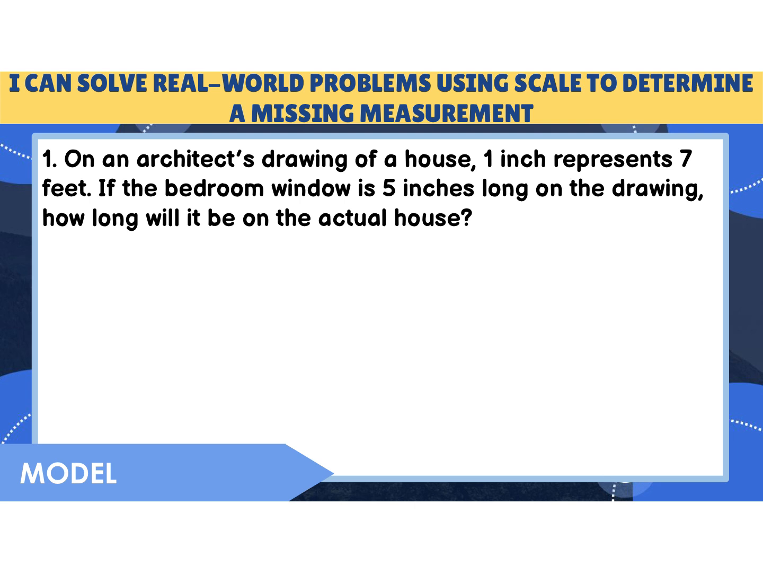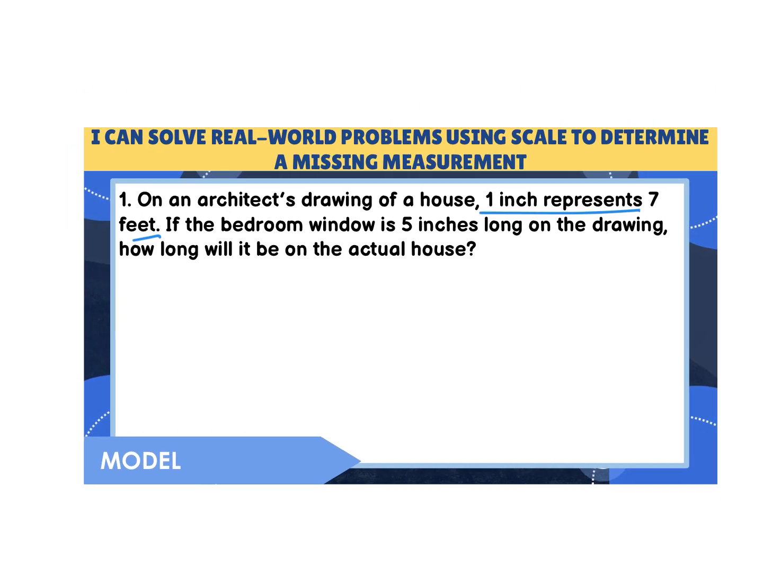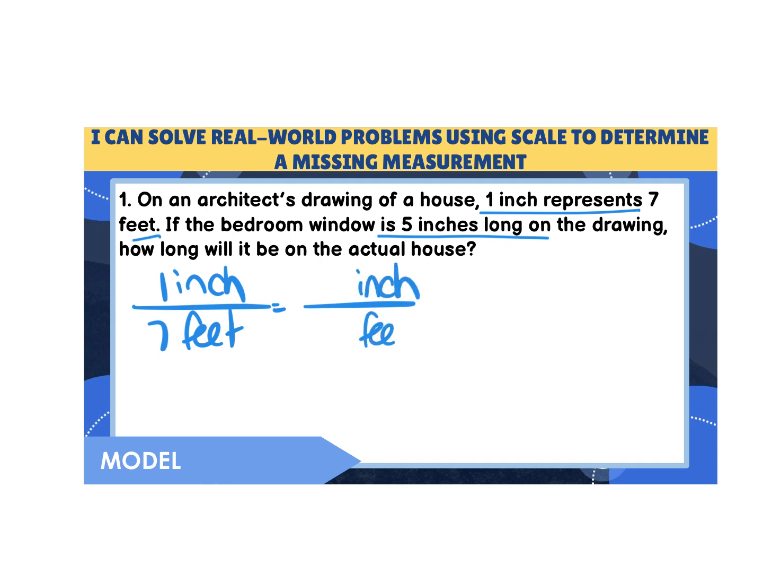Question number 1, it says, on an architect's drawing of a house, 1 inch represents 7 feet. So I'm immediately going to write that as a ratio, 1 inch over 7 feet. We keep that ratio together, that scale. If a bedroom window is 5 inches long on the drawing, what will it be on the actual house? Well, we know from proportions that if inches is on top, inches is on top, and if feet is on bottom, feet has to stay on bottom. We keep the units the same.